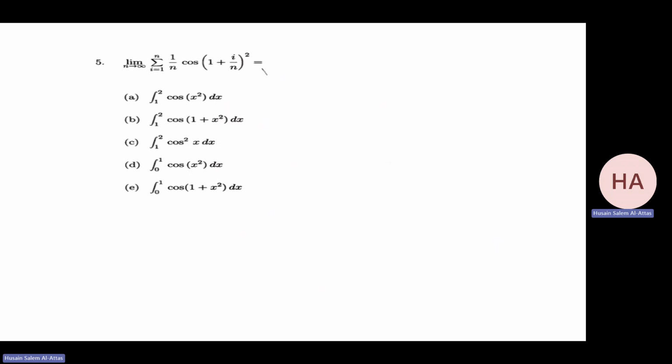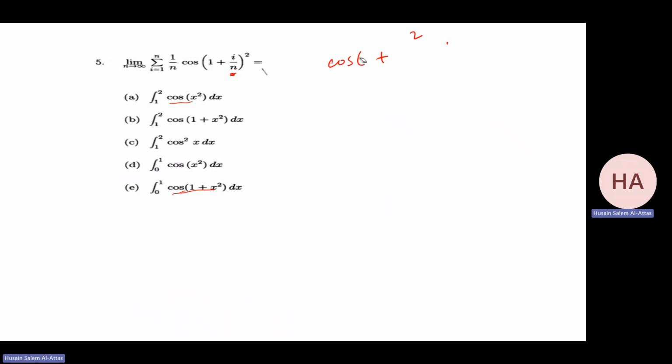Now he gave me the limit, he wants the integral. You notice the integral: cosine x squared and sometimes cosine 1 plus x squared. So I have both. Let me do it the wrong way. I have xi, i over n, plus xi to make it 1 plus x. Notice I cannot do it this way. Why? Because if I do it, it will be cosine of 1 plus x, all squared. I don't have that. The square is not on the x.